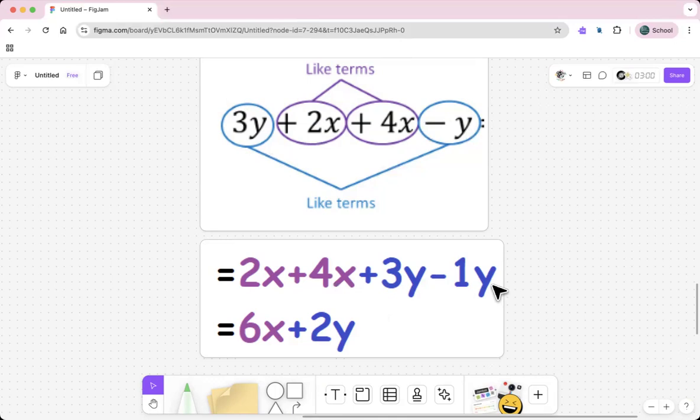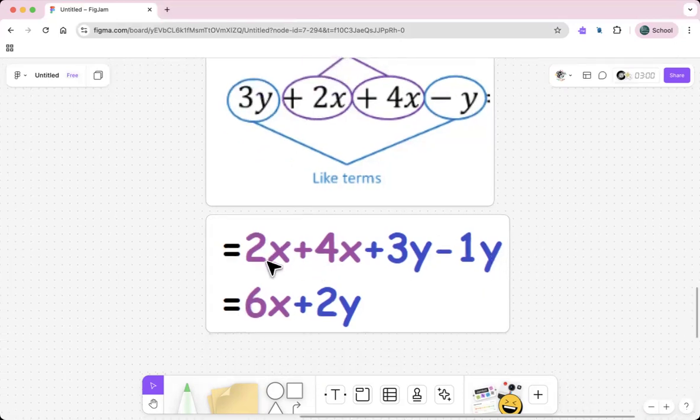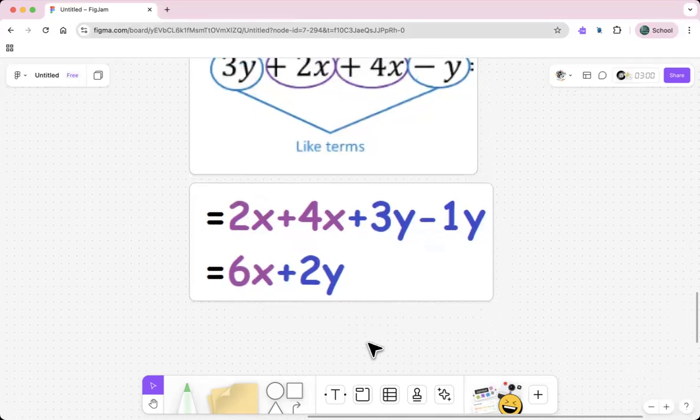So I cannot reinforce this enough. Your very first step is to rewrite the question so that all the like terms are next to each other. You are not going to earn full marks if you don't follow that step. After that step, we combine our like terms. So the positive 2x plus positive 4x gives me positive 6x, and the positive 3y minus 1y gives me positive 2y, and that would be my final answer.